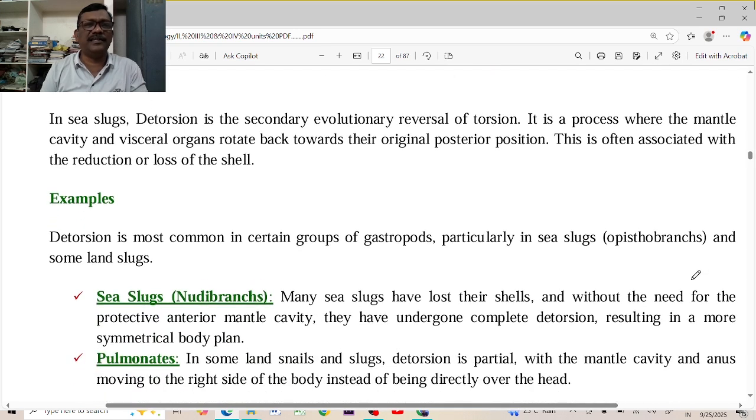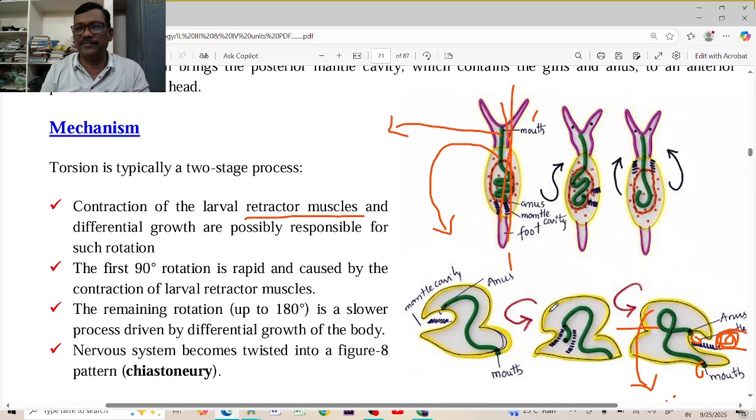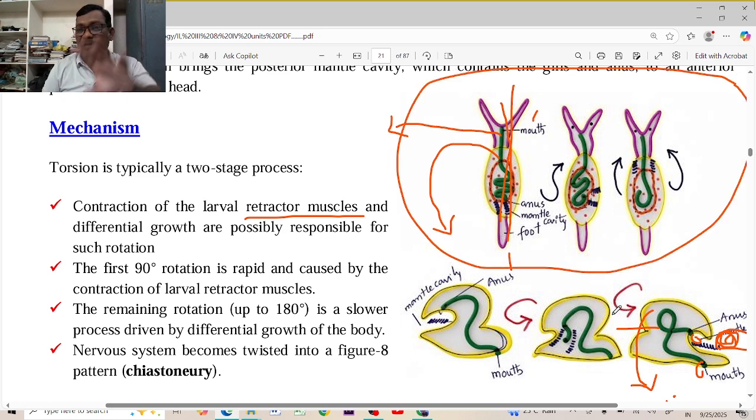And another one is the detorsion. In some of the slugs, but not in the snail and the garden snail, we can find the detorsion during the embryonic development. This is actually a gastropod, but we will see slugs. In the slugs, what is happening during their embryonic development? At the beginning, the larval stage, they form the shell, and once they form the shell, they can bend their body 180 degrees. That is called the torsion.